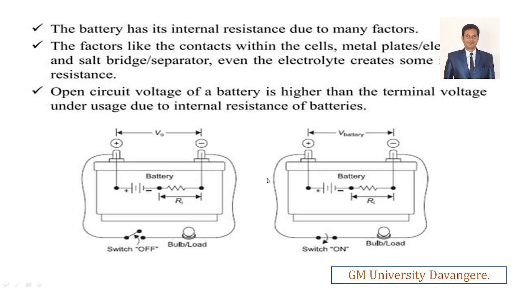So the battery internal resistance is shown like this. It depends. The battery has internal resistance due to many factors. Most of these factors make a lot of impact on the batteries, due to the manufacturing of the cells, right? Factors like the contacts within the cells, which may be of your electrodes or of small metal plates, have an important impact on the internal resistance, right?